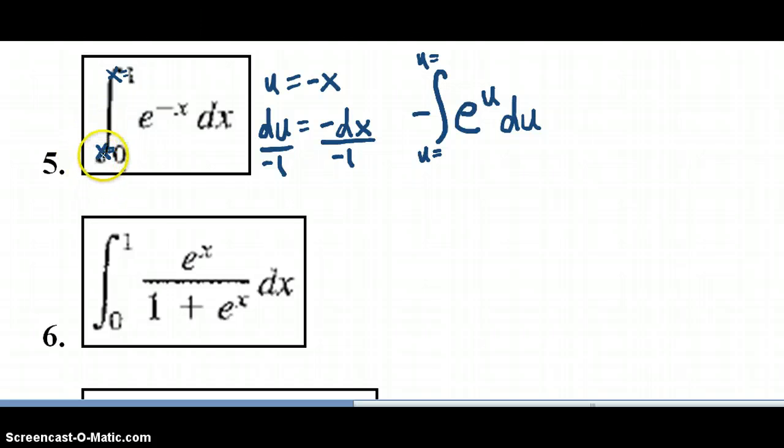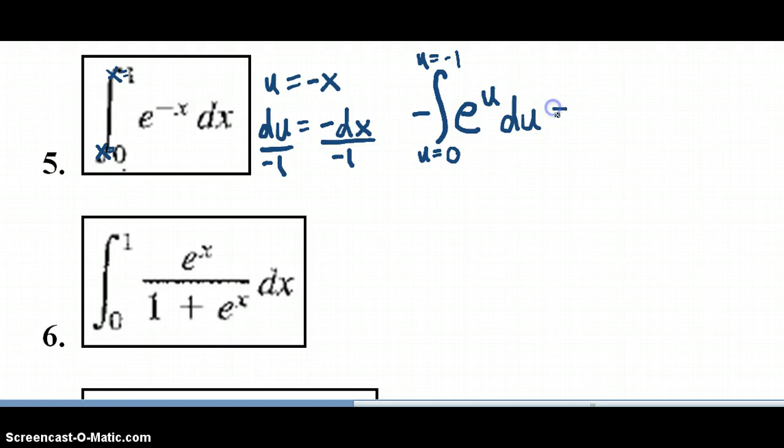If down here x equals 0, then I can put a 0 in where I did my u sub and decide what is u going to be. And in this case, the opposite of 0 is still 0. And in terms of my upper limit, x equals 1, so when I put a 1 in, it becomes negative 1, so u becomes negative 1 in my upper limit. Now I'm ready to do my integration and evaluation.